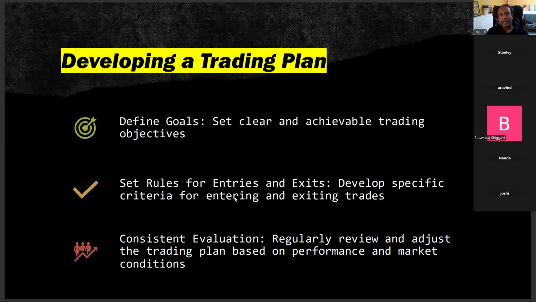Developing a trading plan: you need to have a proper goal, an achievable goal. You should not have unrealistic goals. That is where it will avoid your overtrading, because it gives you more confidence when you practice more and more. So you need to have a proper goal. However much confirmation you have, the position sizing should not change. It should go as per your goal. Set rules for entries and exits. Then consistent evaluation, how to evaluate.